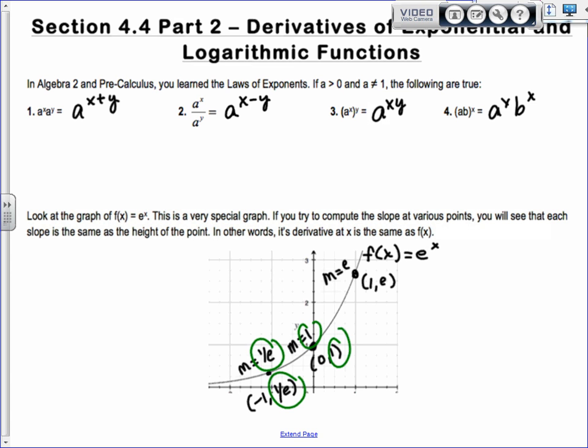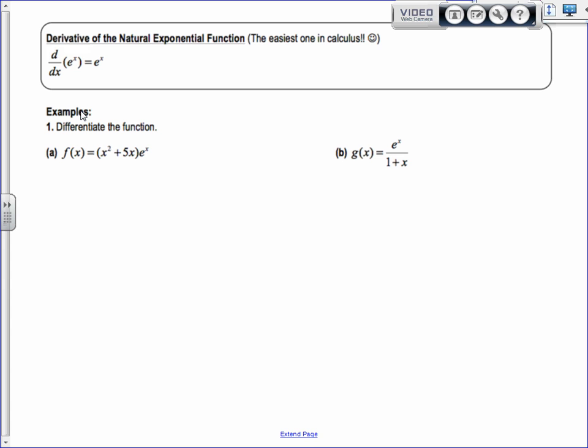What do you notice about the slopes? Exactly. This is an interesting function because as you look at the slopes of each of these points along here, it gets steeper and steeper as you go up. The slope ends up being exactly the same as the y value. So it's the only graph where the slope is the exact same as the y value. So e to the x is its own derivative, basically. So the derivative of e to the x is itself, e to the x.